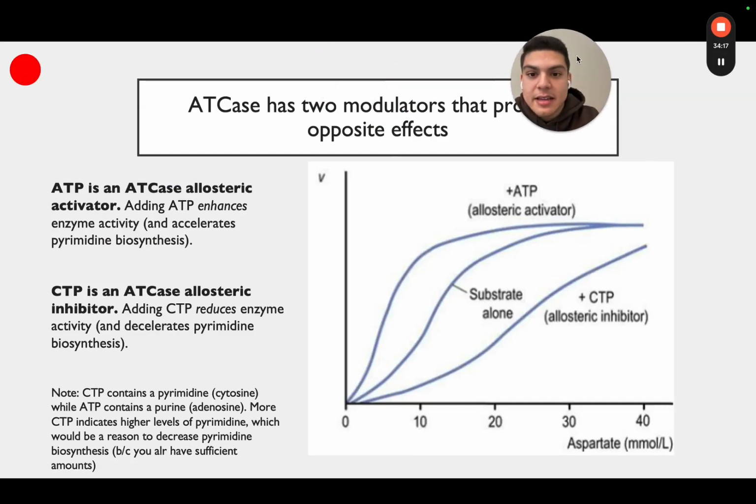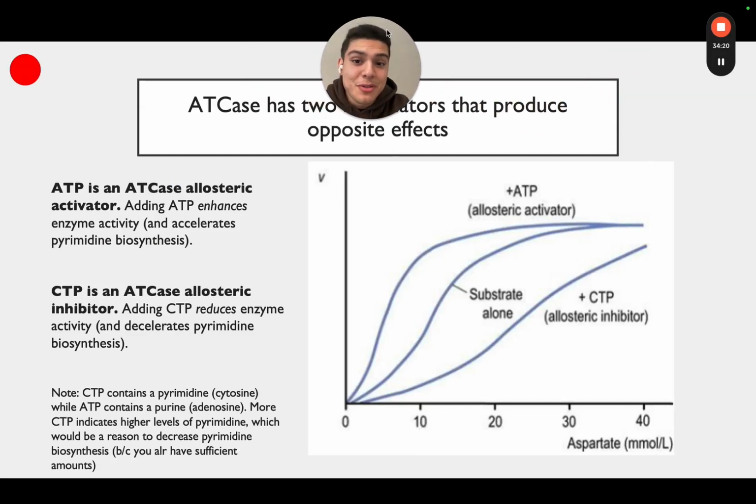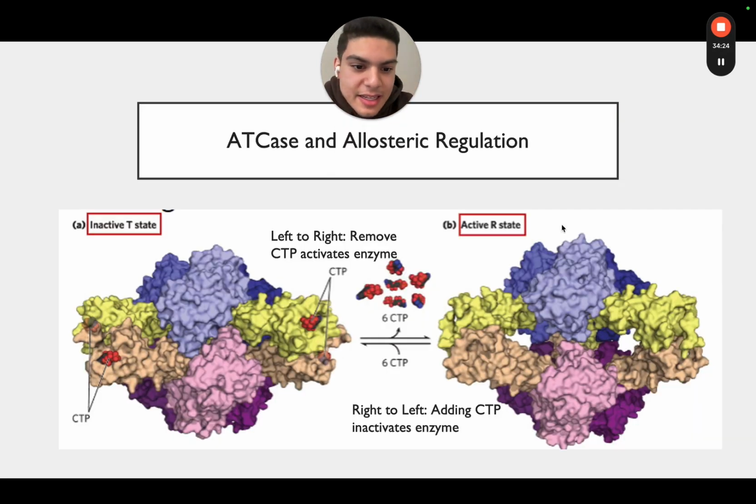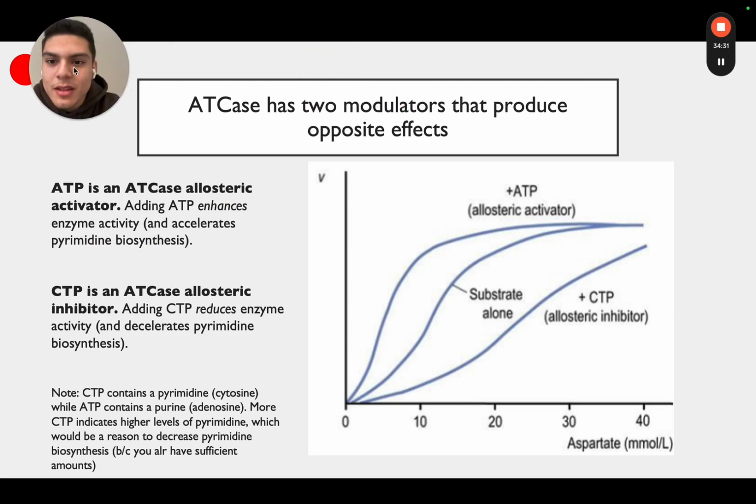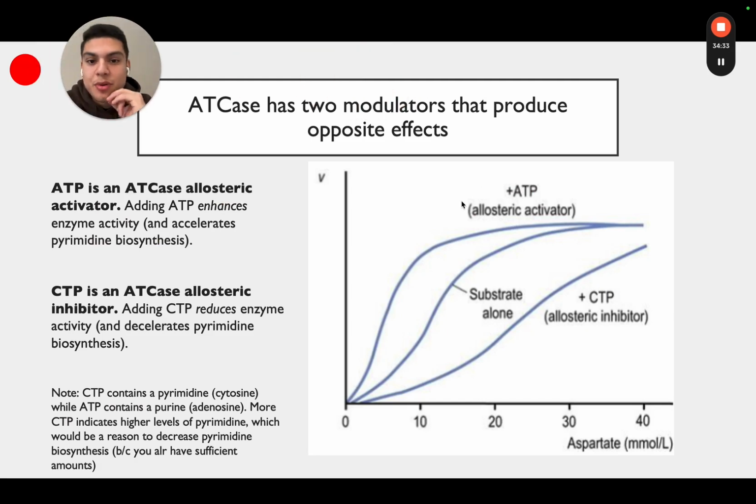And then ATCase has two modulators that produce opposite effects, right? Oh no, this is ATCase, sorry. I keep saying hemoglobin because I see an active T state, active R state, but it goes from the inactive to the active. So ATCase has two modulators that produce opposite effects.